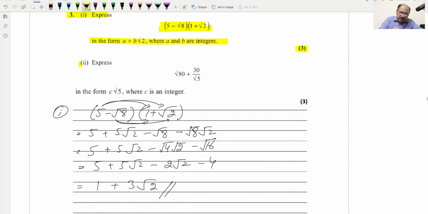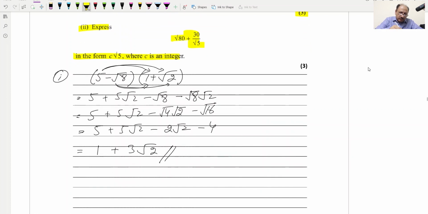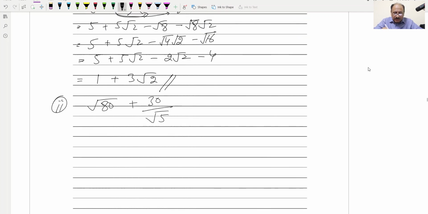B part says, express this one in the form c under root 5 where c is an integer. So we can copy over here. This will be the second part, under root 80 plus 30 over under root 5, and this one we can rationalize. We can write under root 5 over under root 5. So we can write 16 into 5 is equal to 80.